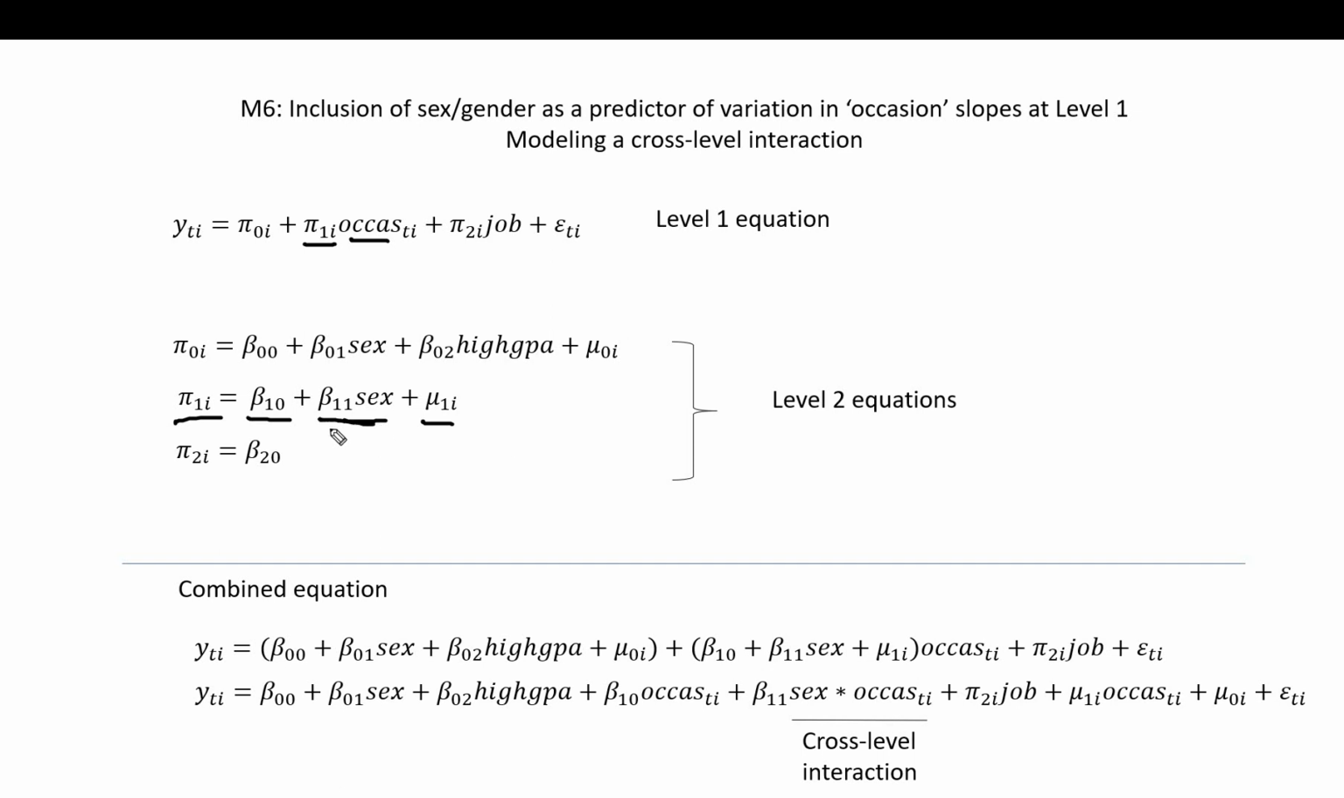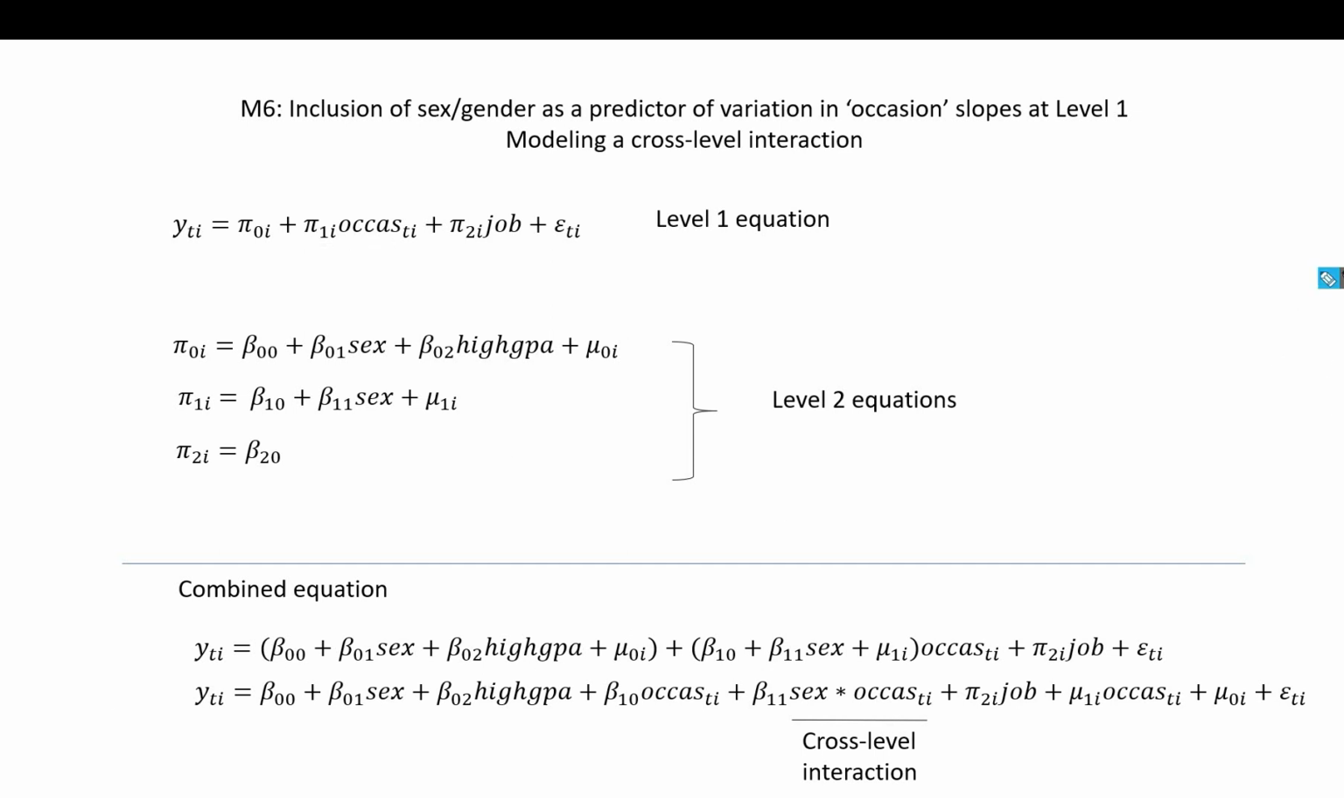But now we are including sex as a predictor, and you'll notice that we have a regression slope for beta 11 multiplied by sex. So in this particular case, what we're essentially modeling is the variation in the level 1 regression slopes for occasion as a function of sex.